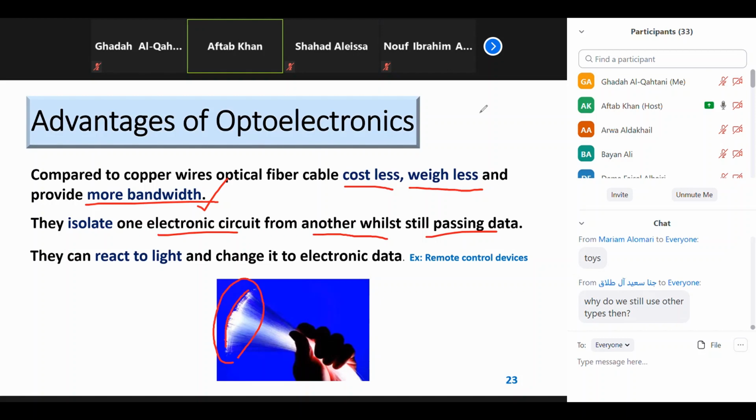We use another type for electrical purposes. Understand the point? For electricity we cannot use these fibers, because we need electrons. We need to transfer electricity, high power current, so we need to use the copper wire for that purpose.